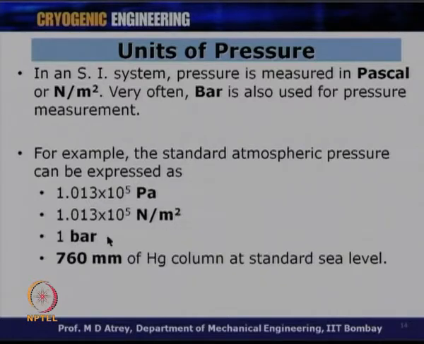This is what we would normally use in SI or in thermodynamics also. We have 1 bar, or 760 millimeter of mercury column at standard sea level. These are our standard units of pressure, which we use normally in thermodynamics, heat transfer, fluid mechanics and things like that.